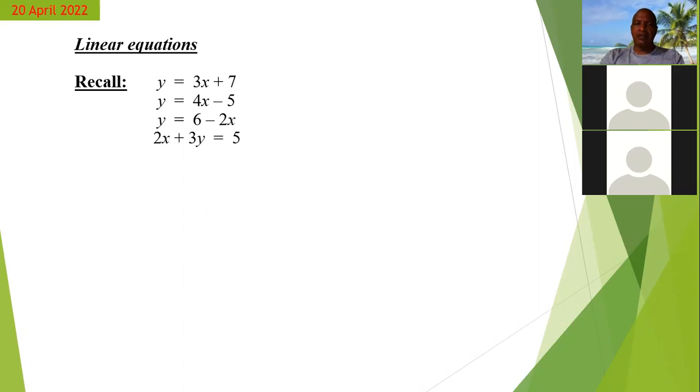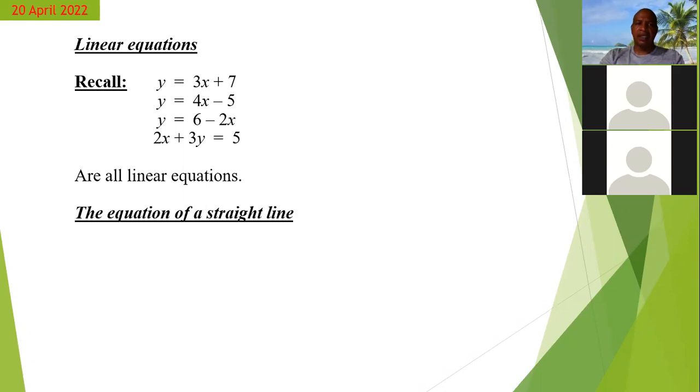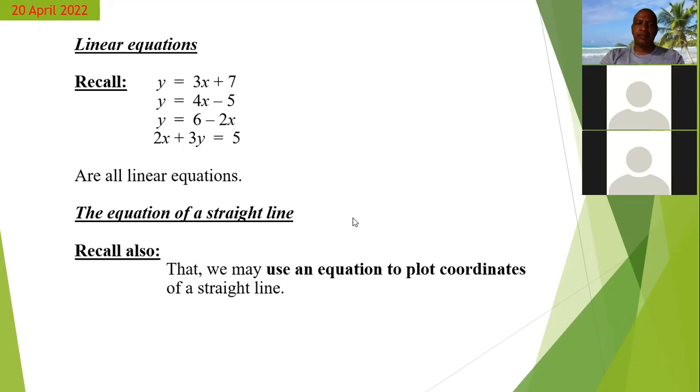All right, so with that said, moving on. So now are all linear equations. So these are all linear equations. Now the equation of a straight line is really what we are referring to. So all of these are equations of a straight line, so we call them linear equations.